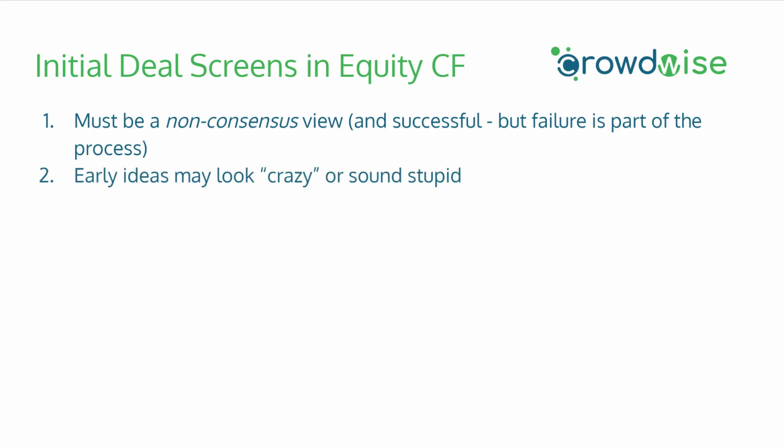Second, understand that early ideas may look crazy or even sound stupid. Third, look for rock star founders. As we saw from many of the experts, founders are often one of the most important things when investing in early stage businesses. And just remember that an A team with a B product will outperform a B team with an A product every single time.